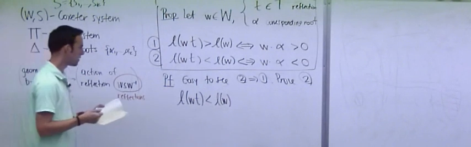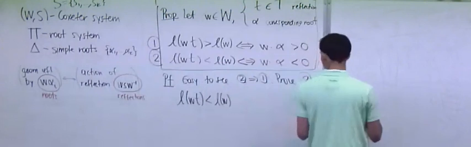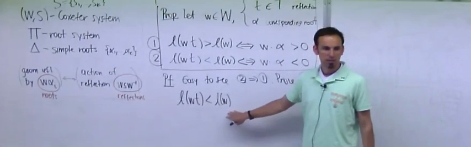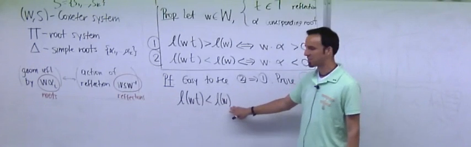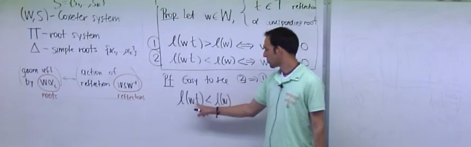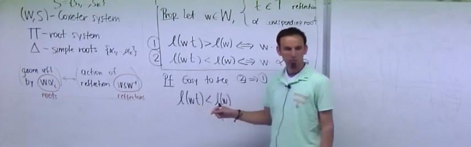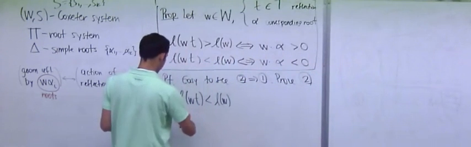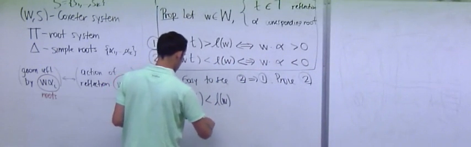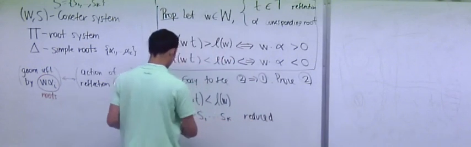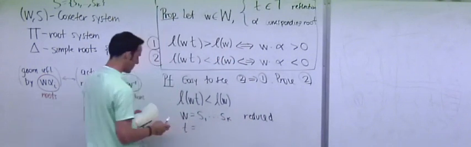Now, the thing about this is that we understand when this happens, right? Because this is exactly the setup of the exchange property. The exchange property tells us exactly when you multiply by a reflection and you become shorter. So the way that this goes is that if we take some reduced word for W, then we know exactly what T has to be.